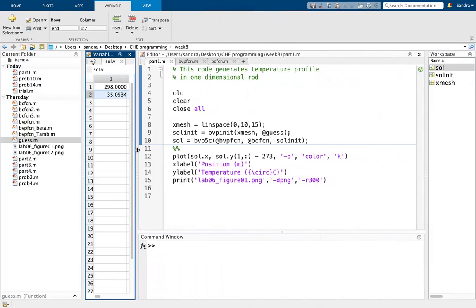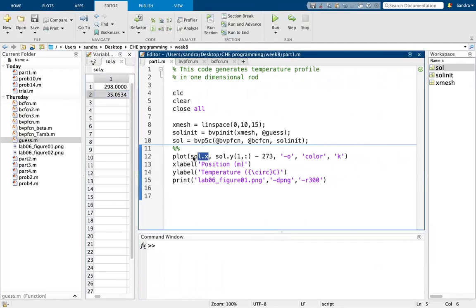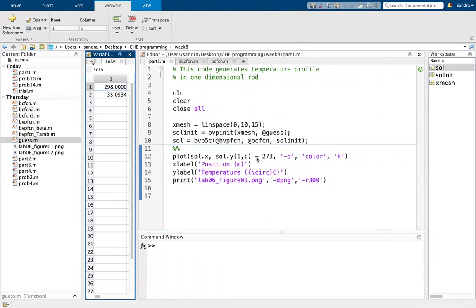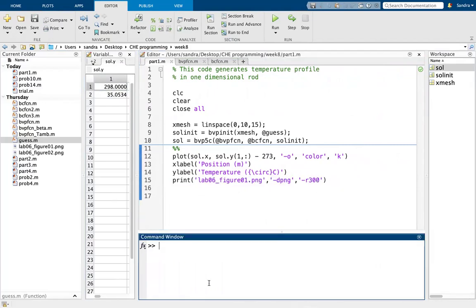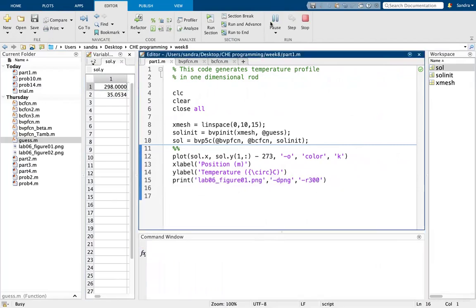So if I want to plot just the temperature, I write sol.x. Basically, I extract the x values from the structure, and I write sol.y. But in y, there are two things and I only want the temperature. That is why I write first row, all the columns. That will give me the temperature, which will be in Kelvin. I want it in degrees Celsius, so I subtract 273 from it. And I have xlabel, ylabel. And this is how I can save a particular figure in PNG form. Okay, so let me just run the whole code.